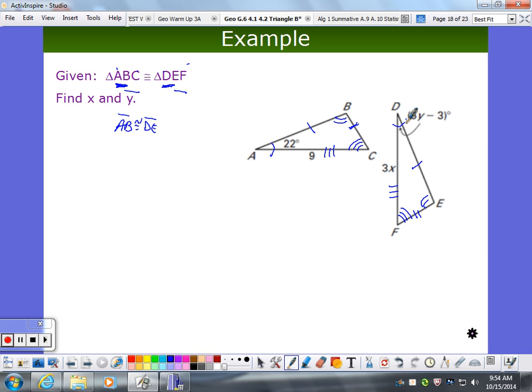So this one and this one match. So 22, those measures are the same: 5y minus 3 equals 22, so 5y is 25, so y equals 5. So I can see that these are congruent once I mark it up. And then this one, AC, matches this one. So I know that 3x equals 9, so x equals 3. So the trick to these is to mark your diagram based on the congruence statement that they give you, so you can match up the corresponding parts. Because corresponding parts of congruent triangles are congruent.